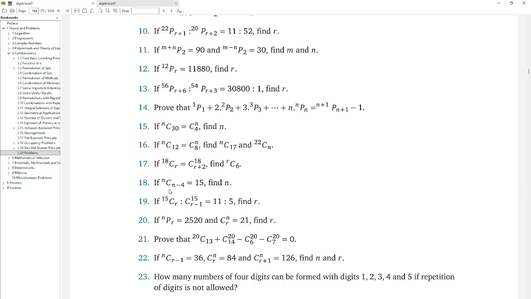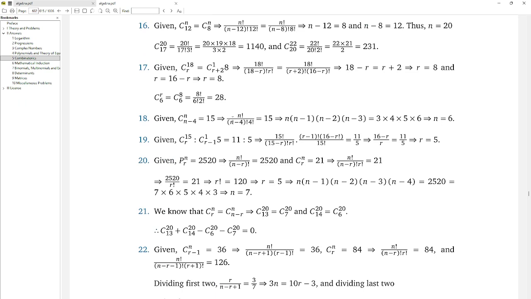Question 18 says that if nC4 is equal to 15, find n. So once again, we substitute in the formula, we get the equation n into n minus 1 into n minus 3 is equal to 3 into 4 into 5 into 6. So n is equal to 6.